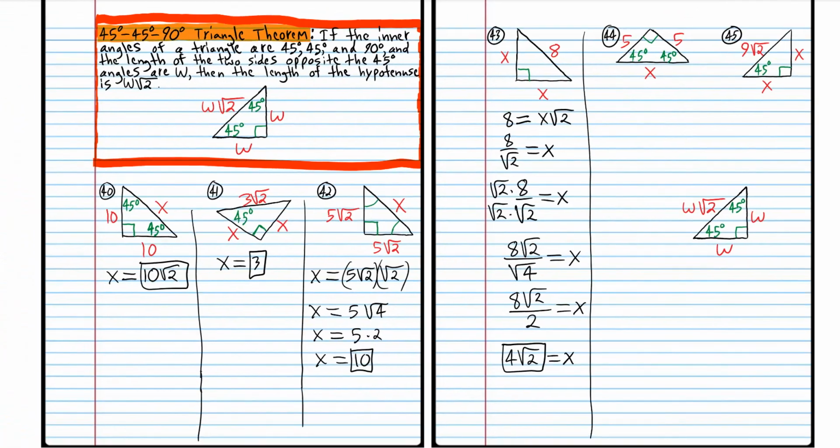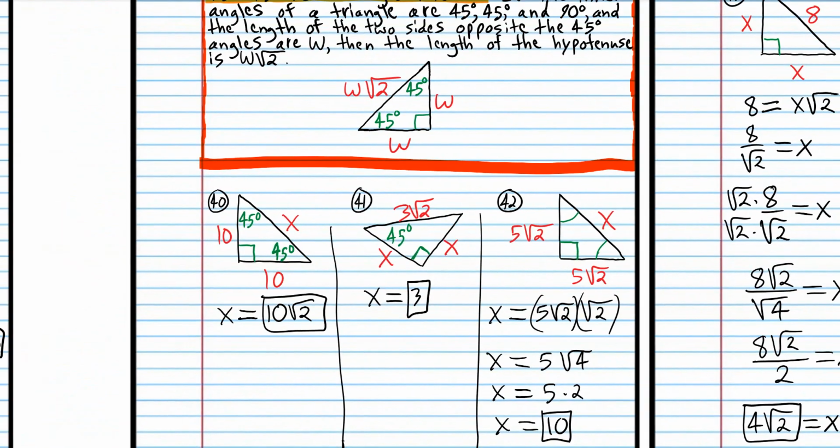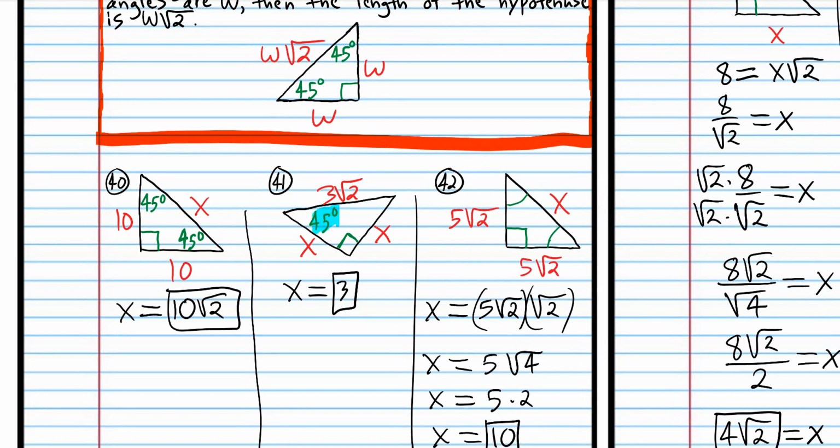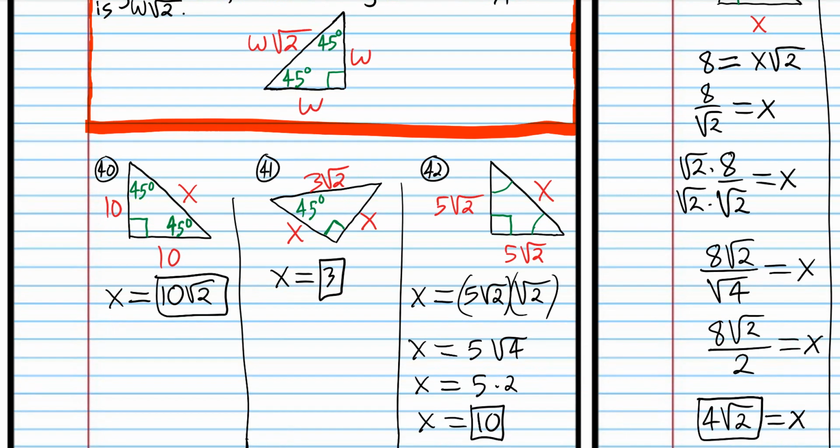Now, before we go on, I want you to notice something. In this triangle, we had two 45-degree angles and a 90-degree angle. So we knew it was a 45, 45, 90. In this triangle, we didn't have both 45-degree angles. But again, with the triangle sum theorem, we know that this must be 45, and therefore we know it must be a 45, 45, 90 triangle.